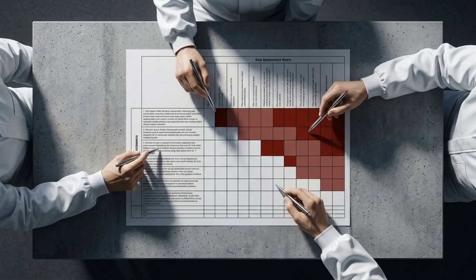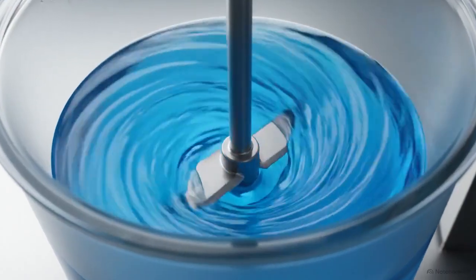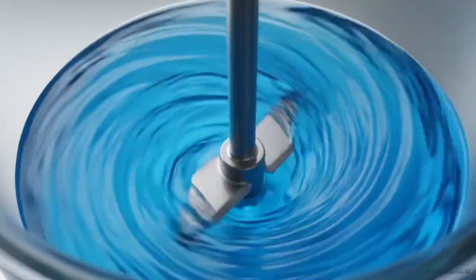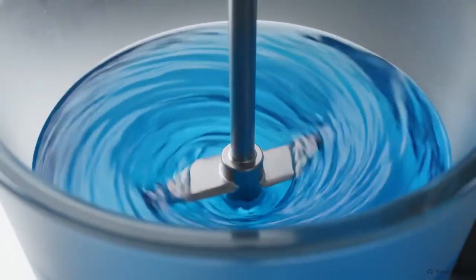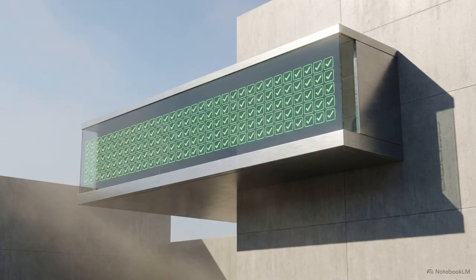To manage this chaos, engineers use strict risk assessments and statistical methods called design of experiments. These tools map the precise mathematical relationships between the raw chemical inputs, the machine settings, and the final drug's quality. When you understand exactly how a slight increase in mixing speed changes a chemical's purity, you remove the guesswork. Mapping and controlling every underlying variable eliminates the element of chance, ensuring zero batch failures.